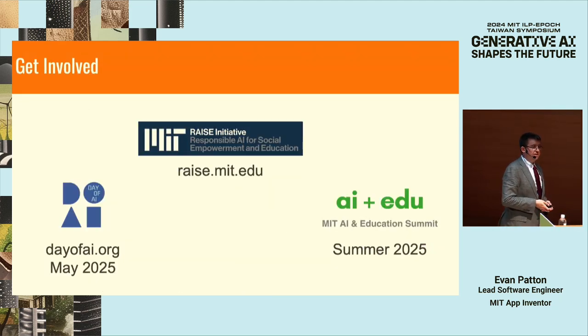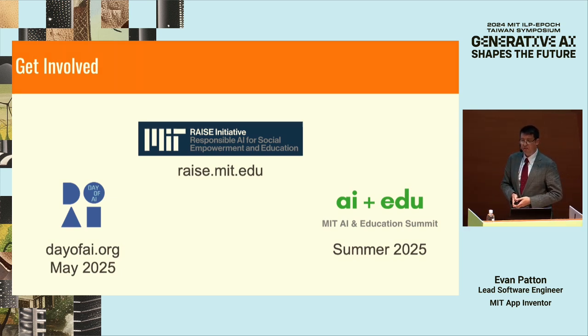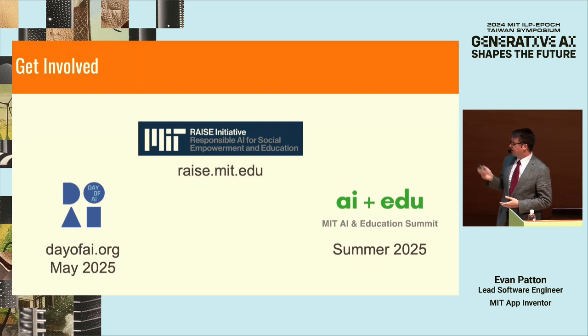So if you're interested in getting involved with any of this work, I would definitely ask you to check out RAISE, which is an initiative under which App Inventor sits. It's the Responsible AI for Social Empowerment and Education initiative. And we run two really major events that you can participate in. The first is dayofai.org. This is a program run every year. Teachers can sign up to get materials and then teach AI in their classrooms. We've reached over 10,000 classrooms so far through this program, and it's a great opportunity for teachers to teach generative AI.